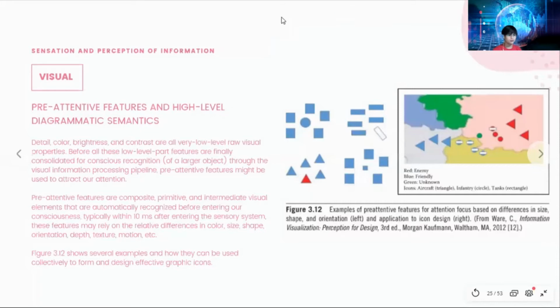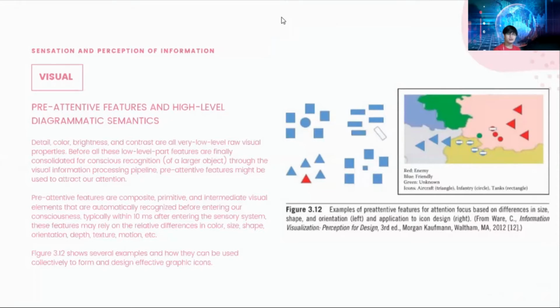So, what are these pre-attentive features? Pre-attentive features are primitive and intermediate visual elements that are automatically recognized before entering our consciousness. Typically within 10 milliseconds after entering the sensory system, these features may rely on relative differences in color, size, shape, orientation, depth, texture, motion, etc.